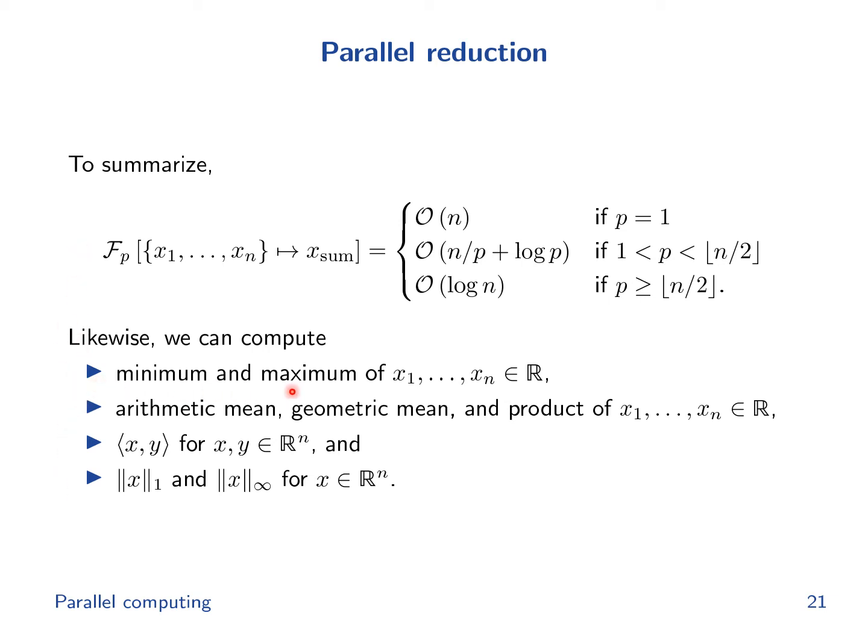The first ones, the minimum and maximum of n numbers, those are reduction operations, and then also the arithmetic mean, geometric mean, and the product of n numbers. There are also some calculations that mainly depend on reduction operations, such as the inner product, which is pairwise product and then taking the sum. The L1 norm takes the sum of absolute values, and the L infinity norm takes the maximum of the absolute values.